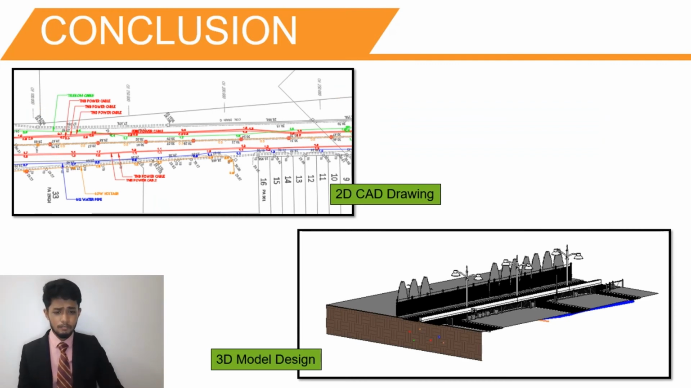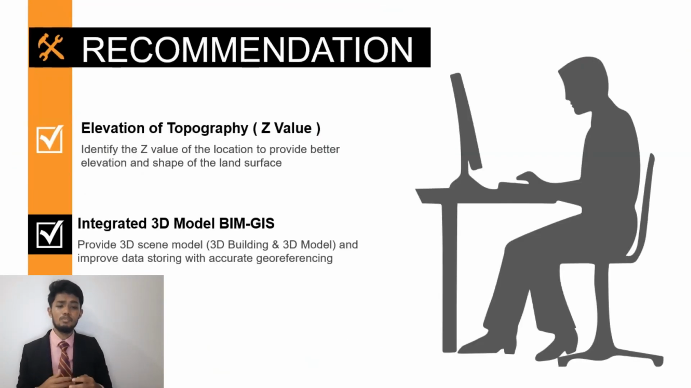So next, for the recommendation, I would recommend identifying the Z value of the location to provide better elevation and shape of the land surface. And next is to design an integrated 3D BIM GIS model to provide a 3D scene model that includes 3D buildings and also the 3D model, which can improve the data storage and also provide accurate georeferencing.